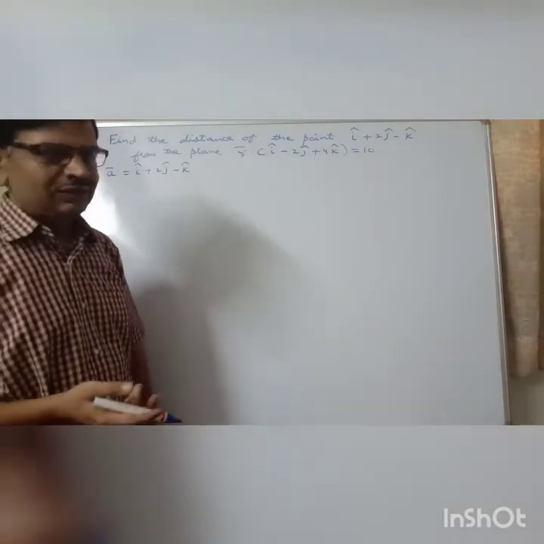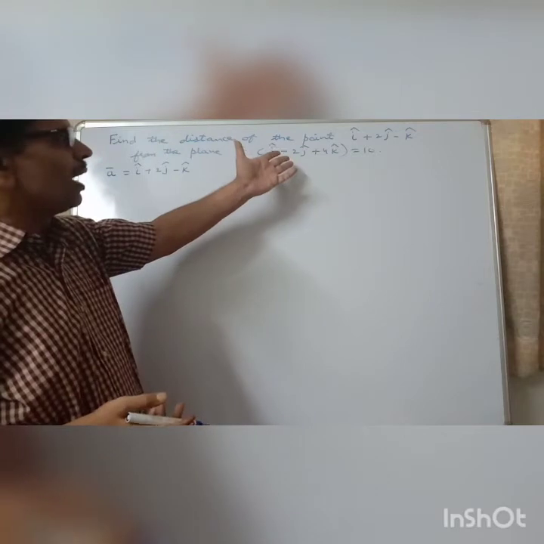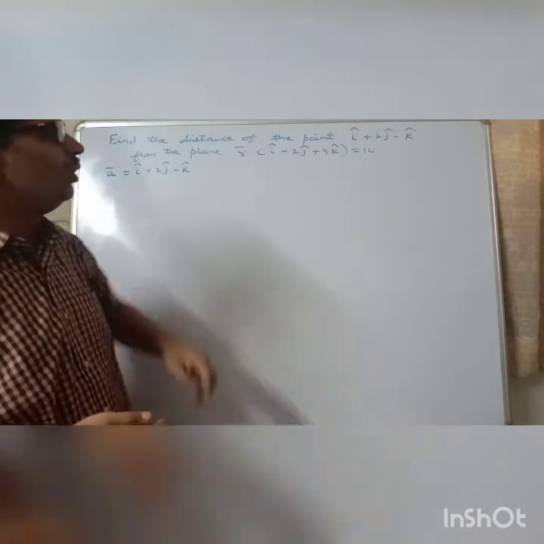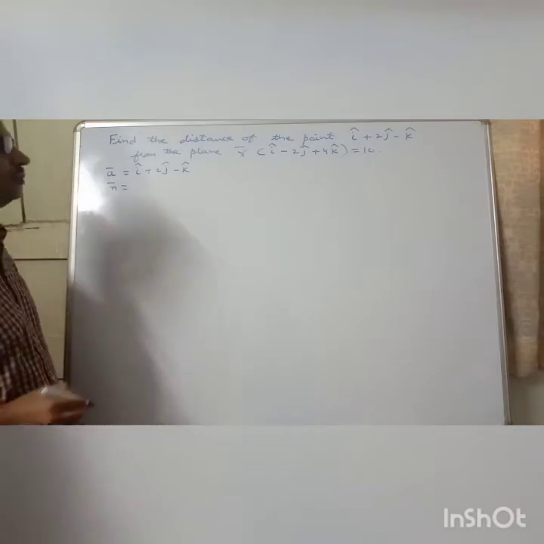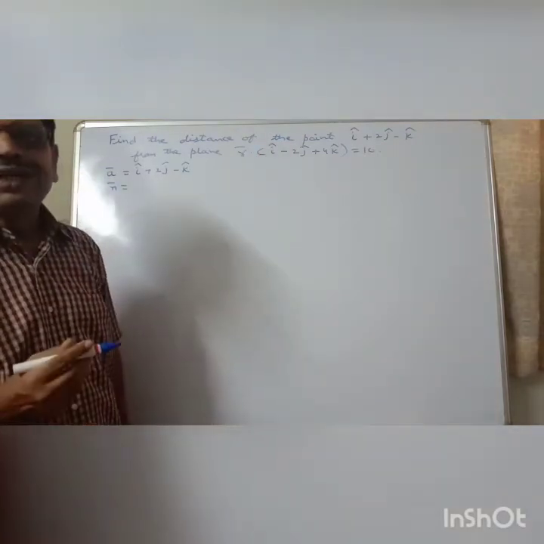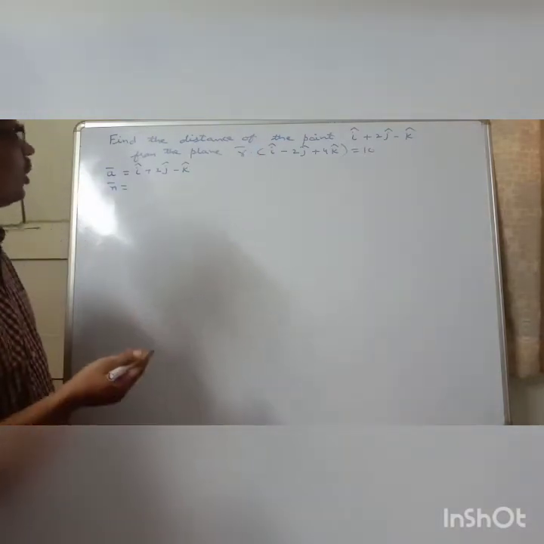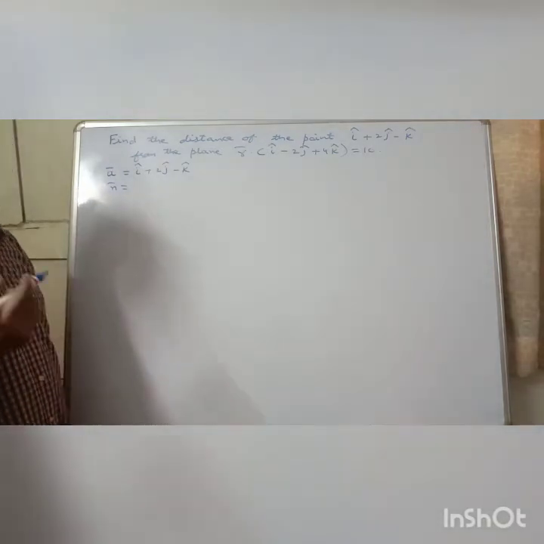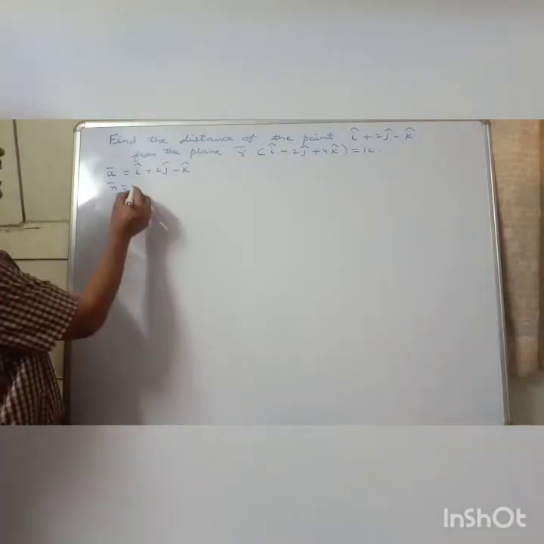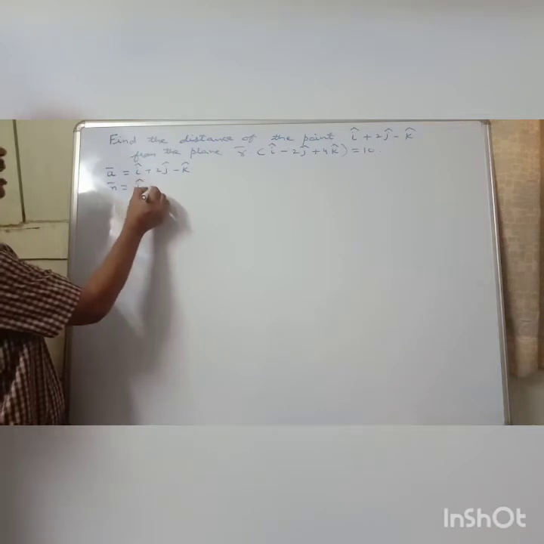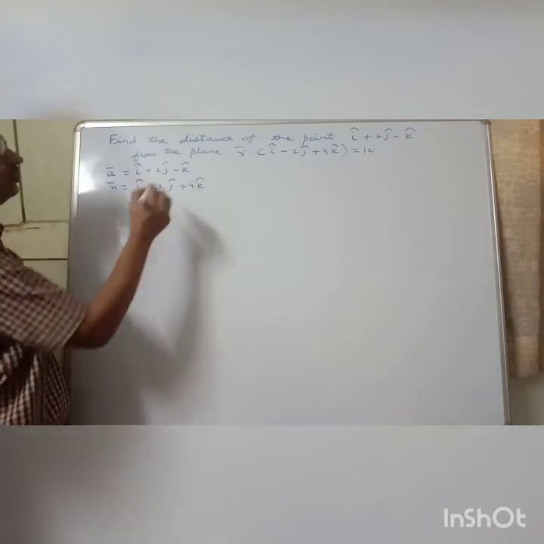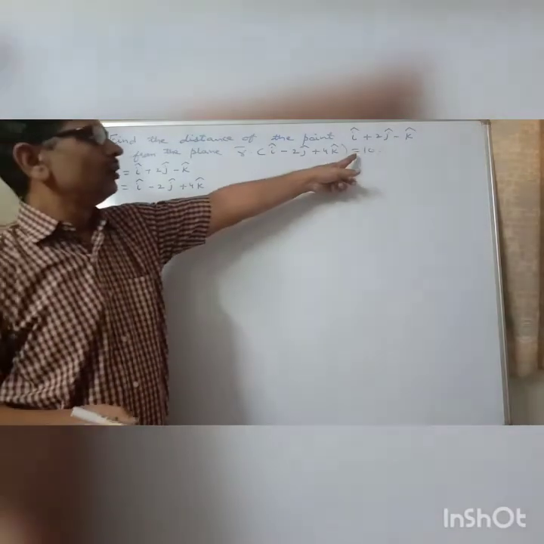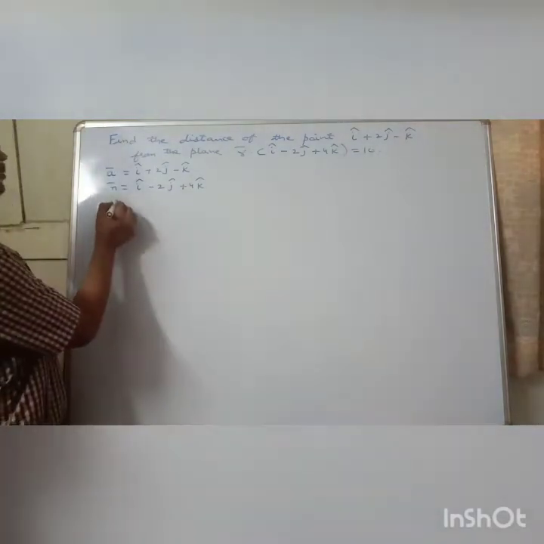Equation of plane is of the form r bar dot n bar equal to d. In bracket we get vector which is perpendicular, normal to the plane. Usually normal vector is denoted by n bar: i minus 2j plus 4k. Value of d is 10.